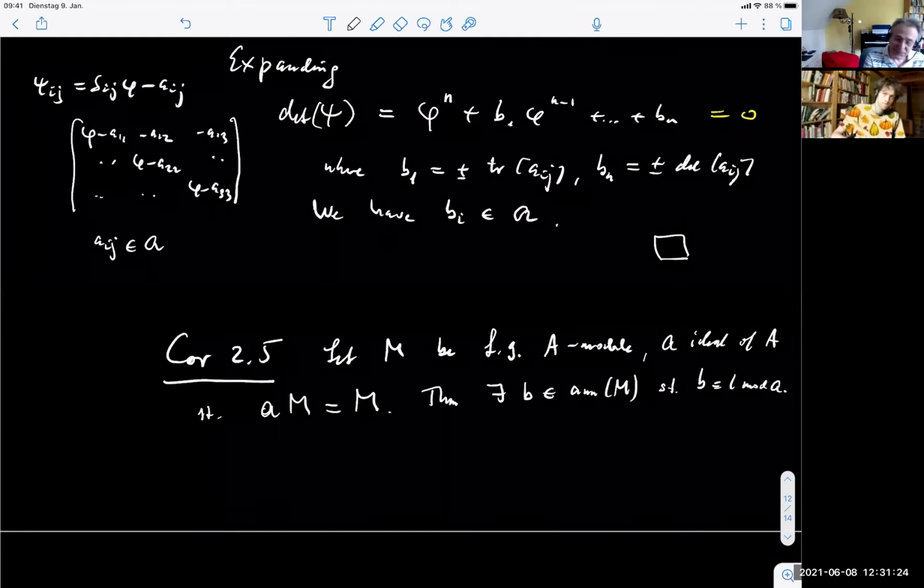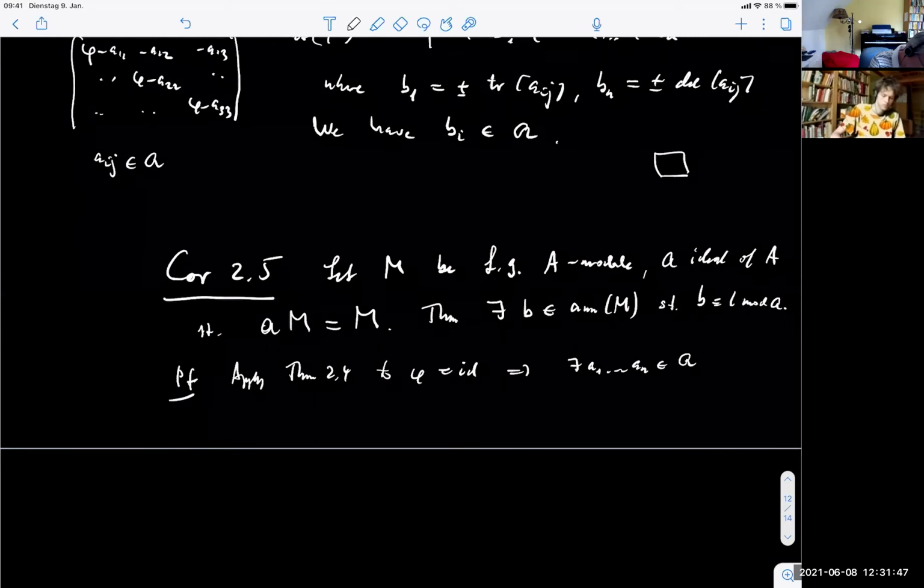This is maybe a funny statement, but the proof is very short. I apply the theorem to phi equals the identity. Then I get A1 up to An in my ideal, such that, now all the powers of the identity are the identity. So let me write it in detail.